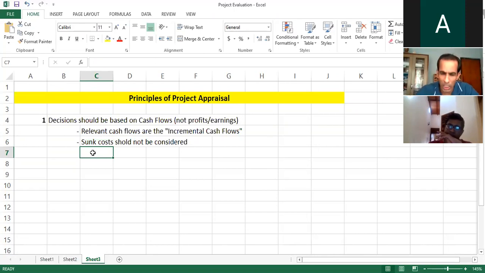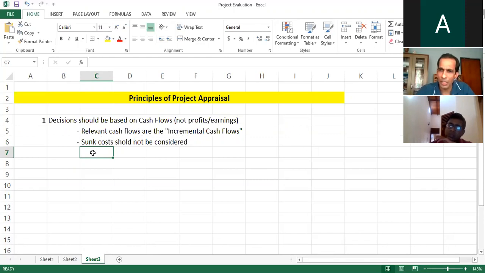Especially for project evaluation, what are the examples of sunk cost? Research, right? For certain projects, research and development expenditure should be incurred. So after the company spends on research and development, and after the evaluation, they identify the project is not viable. But that cost cannot be recovered. Therefore, it is not incremental. It is not differential. So sunk cost, right?